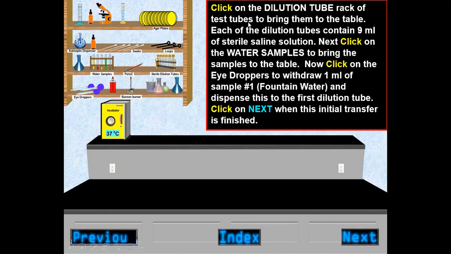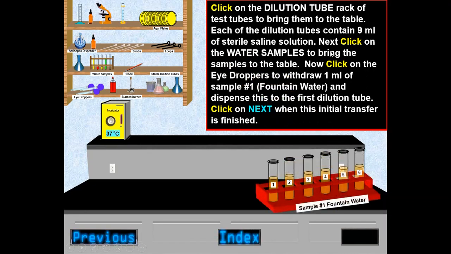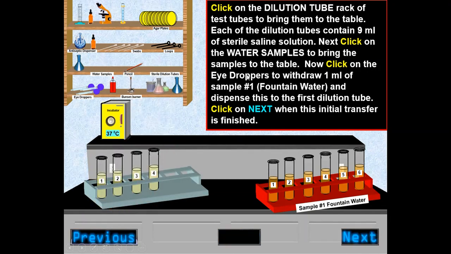So first, click on the dilution tube rack of test tubes to bring them to the table. Each of the dilution tubes contains 9 ml of sterile saline solution. So next, click on the water samples to bring the samples to the table. Now click on the eyedroppers to withdraw 1 milliliter of sample number 1, which is fountain water, and dispense this into the first dilution tube.